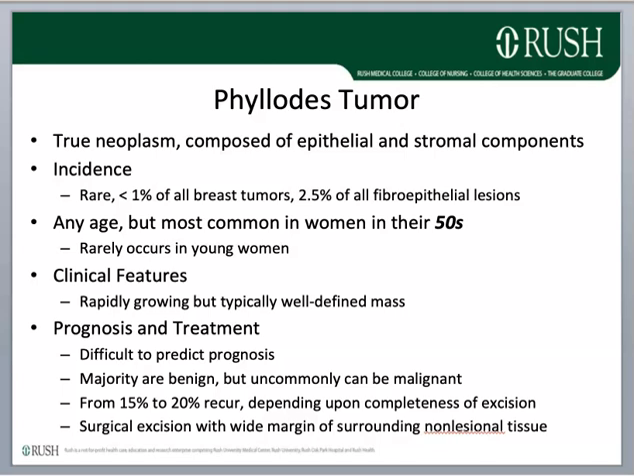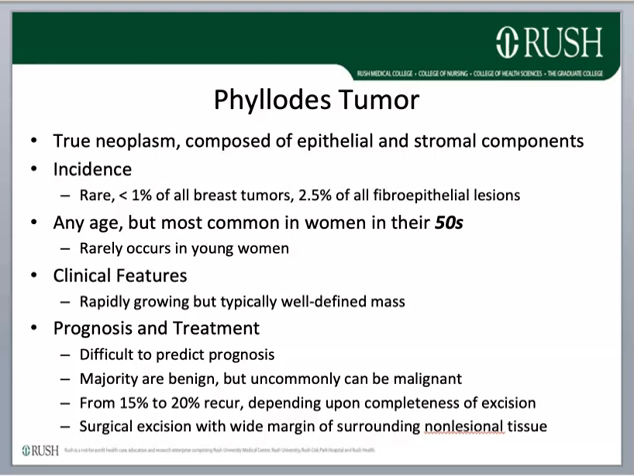Phyllodes tumors are a challenge for pathologists because it's difficult to predict the prognosis. The majority of them are benign, but uncommonly they can show malignant features and have the capacity of metastasizing. There's an even higher incidence of these recurring. About 15 to 20% recur after surgical excision, although the incidence of recurrence is dependent upon the completeness of excision.